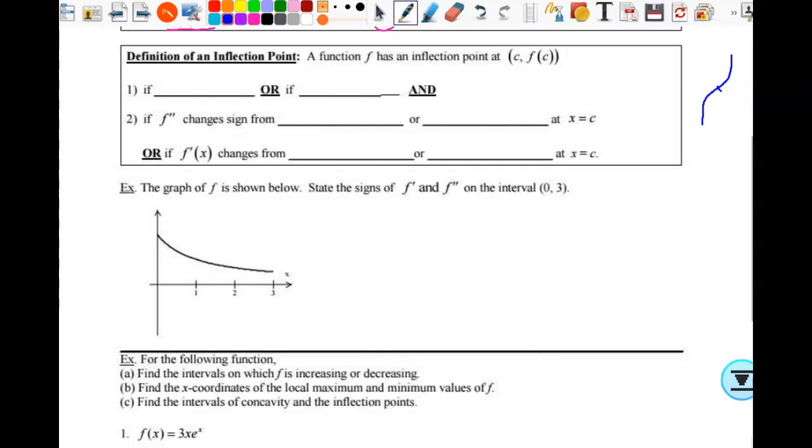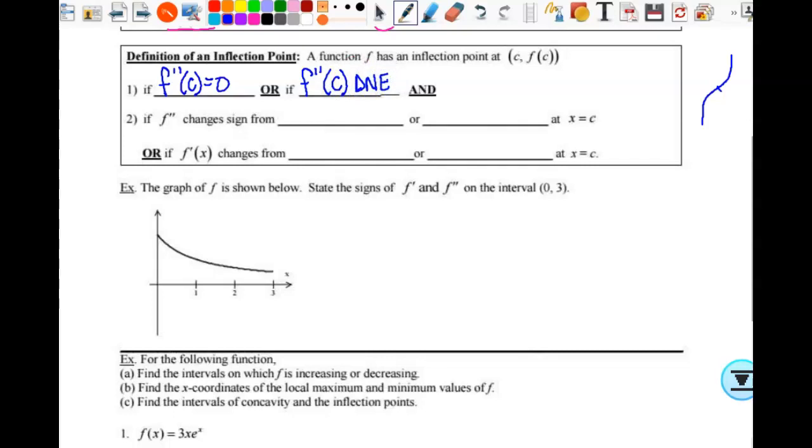But really, what's happening, because we talked about it as a wiggle, this is increasing the whole time, right? It's not changing from increasing to decreasing. It just kind of wiggles a little bit, right? And so it has an inflection point if f double prime of c equals 0, or if f double prime of c does not exist.